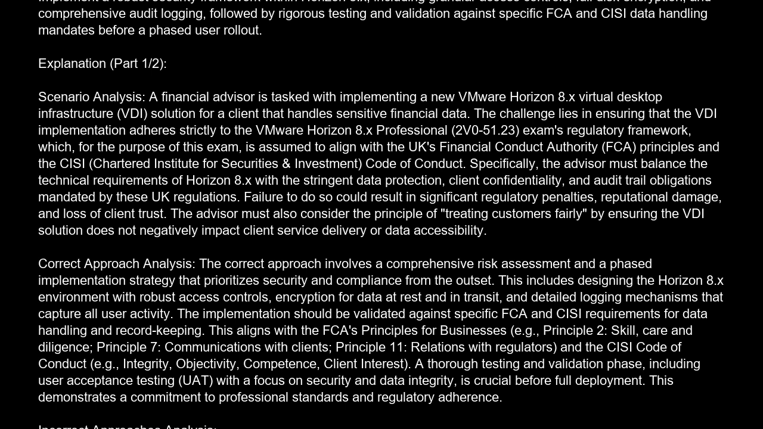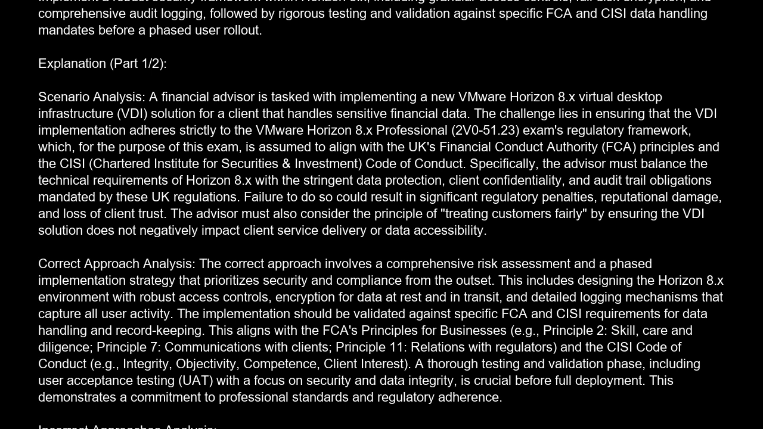Correct approach analysis. The correct approach involves a comprehensive risk assessment and a phased implementation strategy that prioritizes security and compliance from the outset. This includes designing the Horizon 8 X environment with robust access controls, encryption for data at rest and in transit, and detailed logging mechanisms that capture all user activity. The implementation should be validated against specific FCA and CISI requirements for data handling and record keeping.